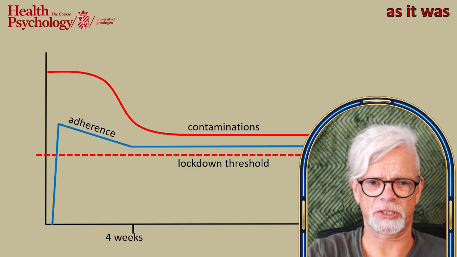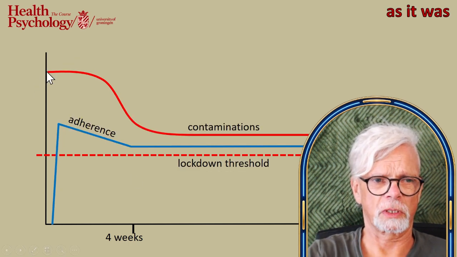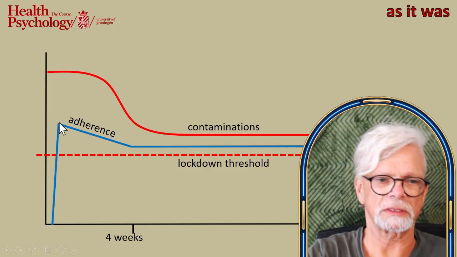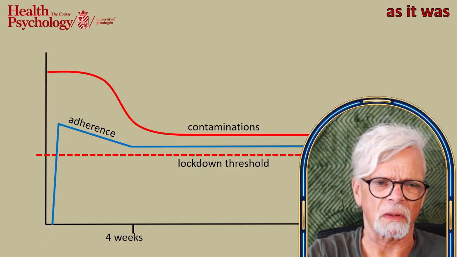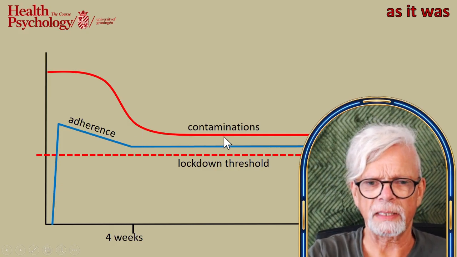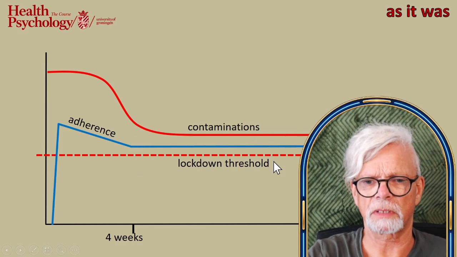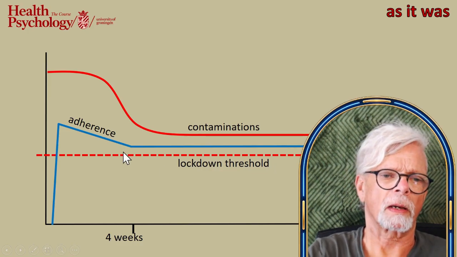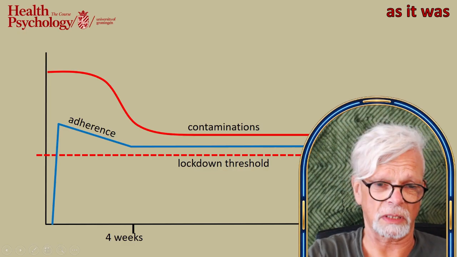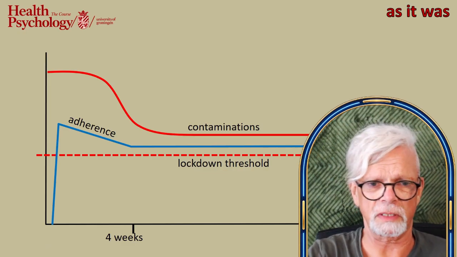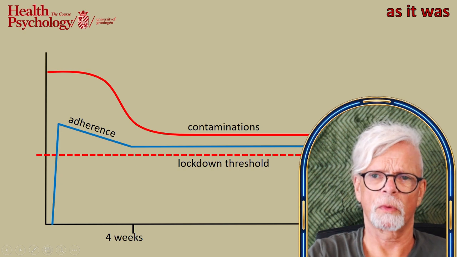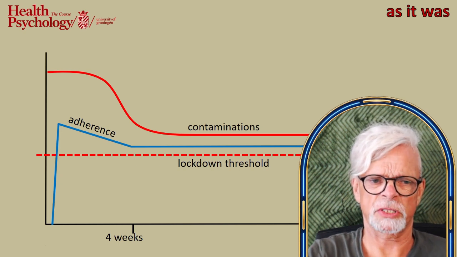But this is what actually happened. So there were a lot of contaminations, and people, all right, they adhered somewhat. Yeah, many people did, but not all. And therefore, the contaminations remained above the threshold of the lockdown. And therefore, we had to have a lockdown. Well, I don't say that I favored it, but then the government came with the lockdown. So this is what it was.